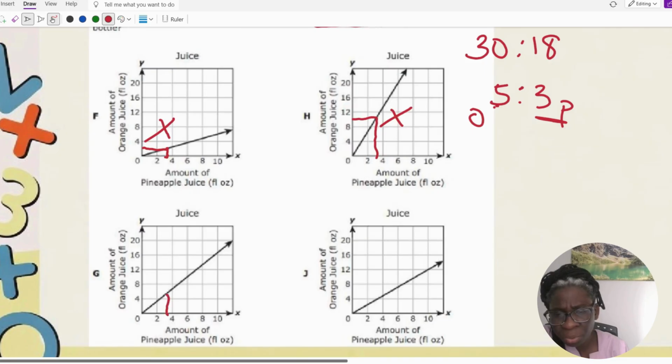So let's trace 3 up here. If we trace 3 up here, it is above 4, it is before 8. We can assume that this is right. But let's trace 3 up here. If we trace 3 up here, it is like on 4.